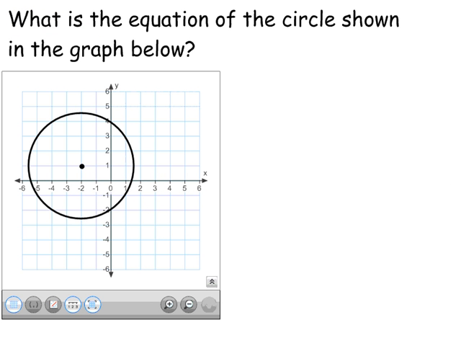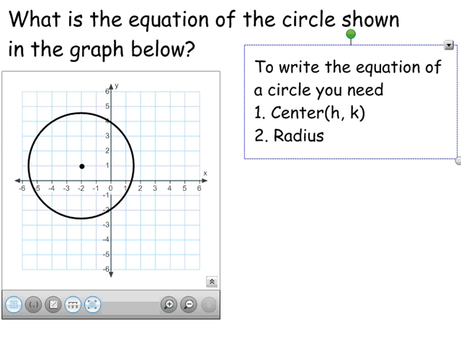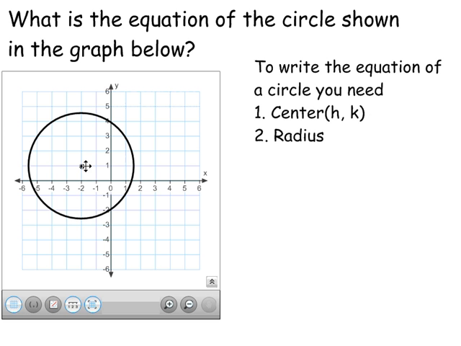What is the equation of the circle shown in the graph below? So if you recall from the last lesson, to write the equation of a circle, you need the center and you need the radius. Now, the center is right over here, and the center is -2, 1. Now, the radius is not so easy, and I'm going to explain to you why.